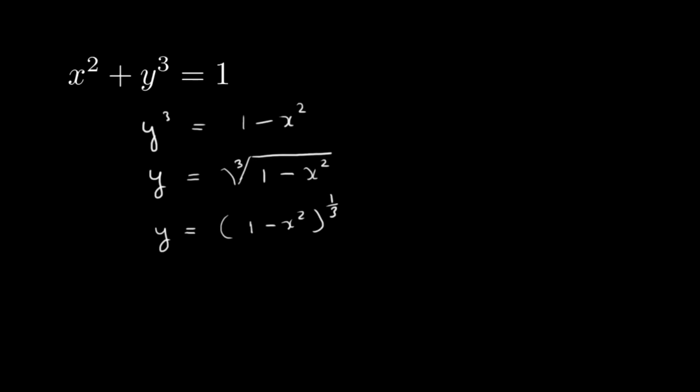And now we're ready to differentiate this function, because y prime is going to be an application of the chain rule here. The power function, 1/3, needs to be differentiated first, with the 1 minus x squared trapped inside. So a third comes down, subtract 1 from a third to get negative 2/3. And don't forget to multiply by the derivative of the inside function, which is negative 2x.